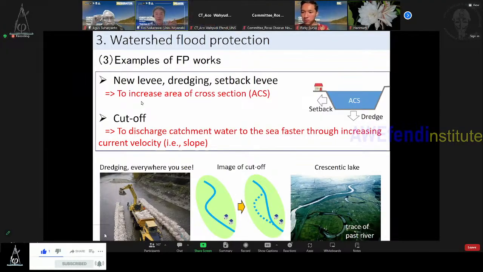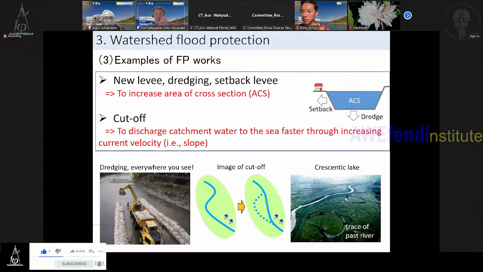I classify the Japanese flood protection works into several categories depending on the purpose. So this category is to expand the cross-sectional area of river. So you can see the simple figure at the right hand here. And the first category is levee, dredging, setback levee.